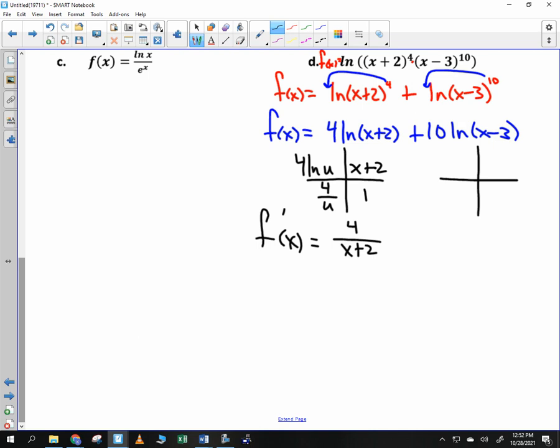So what's the outside here? 10 natural log of u. What's the inside? x minus 3. Derivative of 10 natural log of u. Multiply the two together. Now, you could combine those, but that doesn't necessarily help you at all or reduce anything. I say we just leave it like that.